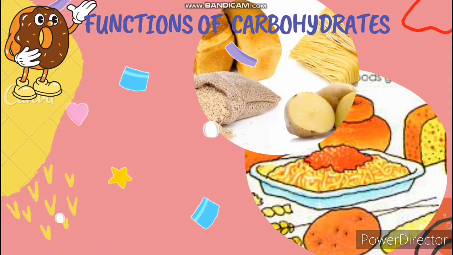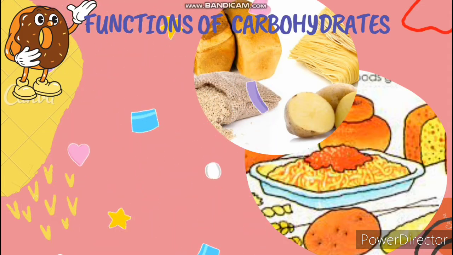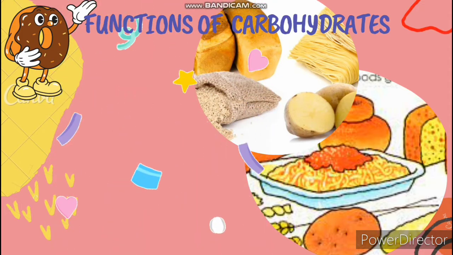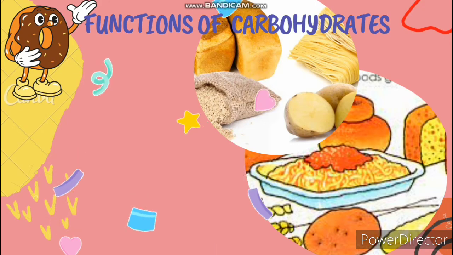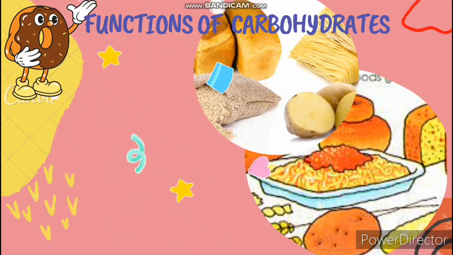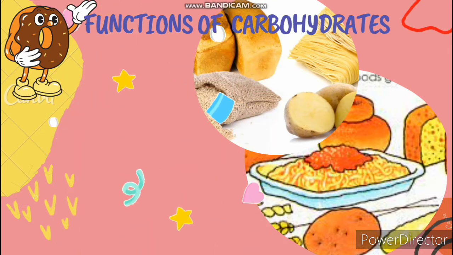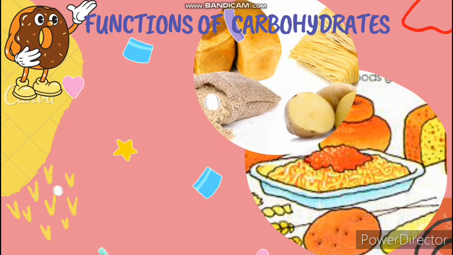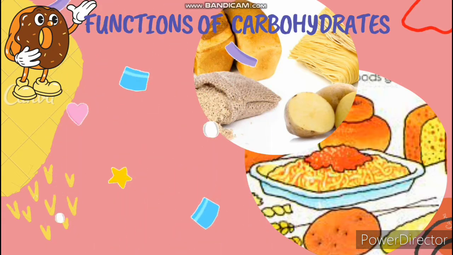Functions of carbohydrates. What does carbohydrate do for the body? Carbohydrates give energy to the body. There are three kinds of carbohydrates: sugar, starch, and fiber. Everybody needs energy for work, play, read, write.